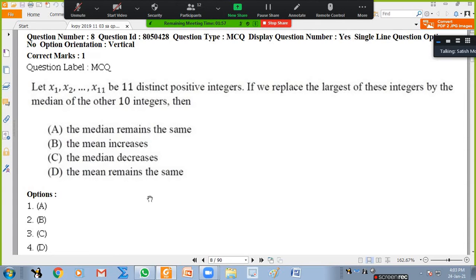Okay, this is basically about median. The question is, there are 11 numbers and they have a median. 11 distinct positive integers, they have a median. Now they remove the largest integer, and they replace that with the median of the rest of the other 10 integers. Now for the new 11 numbers, what will the median be? It is not like a formula. You should have some understanding of the median.